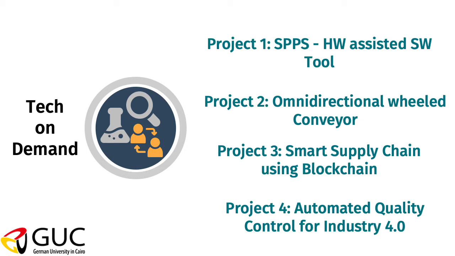The first one is a tool called SPPS, which is a hardware-assisted software tool. Second is the project of the Omnidirectional wheeled conveyor. Third project is smart supply chain using blockchain. And the fourth project is automated quality control for Industry 4.0. Inside each one of these projects, I'm offering several topics. Let me shortly explain them to you.